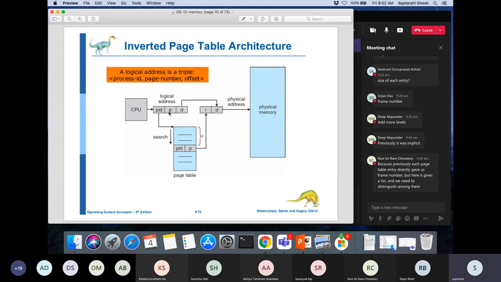And suppose you search with this (PID, P) tuple in the inverted page table, and it matches the ith entry. What does that immediately mean? This page is located in the ith frame of the physical memory. So then you will use the frame number i and the offset D to access the physical memory.